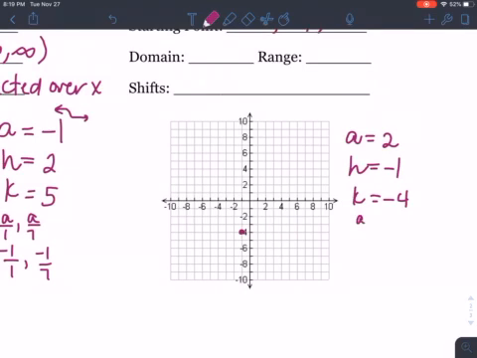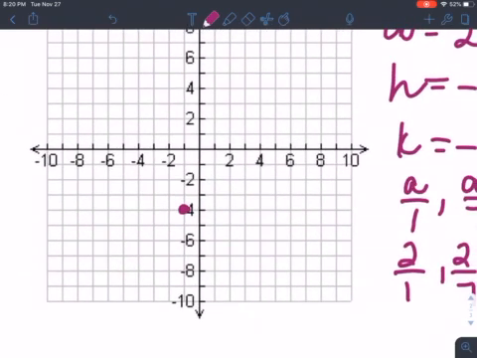All right, so we're at -1, -4. We've got A over 1, A over 7. So we have 2 over 1, 2 over 7. So we go up 2 over 1, up 2 over 7, down 2 over 1, down 2 over 1, 2, 3, 4, 5, 6, 7. This is my graph.